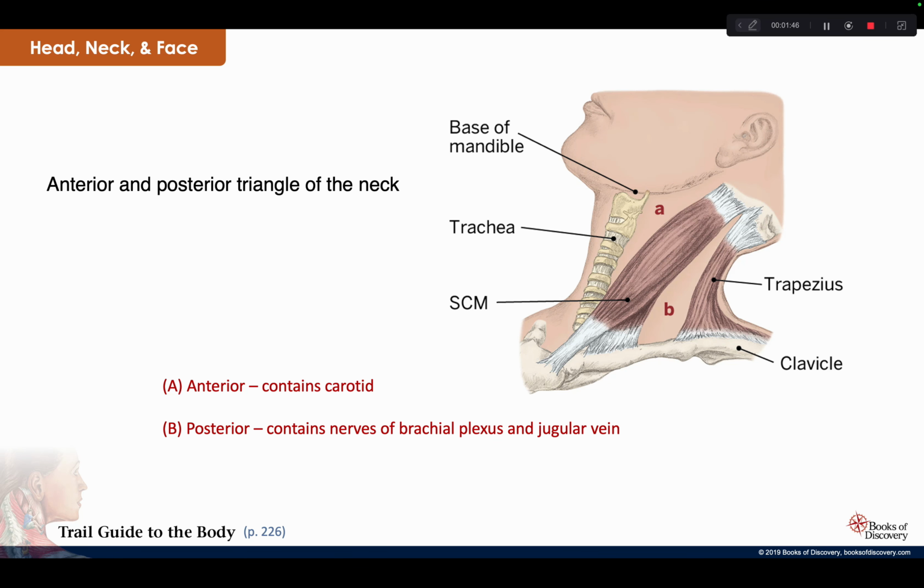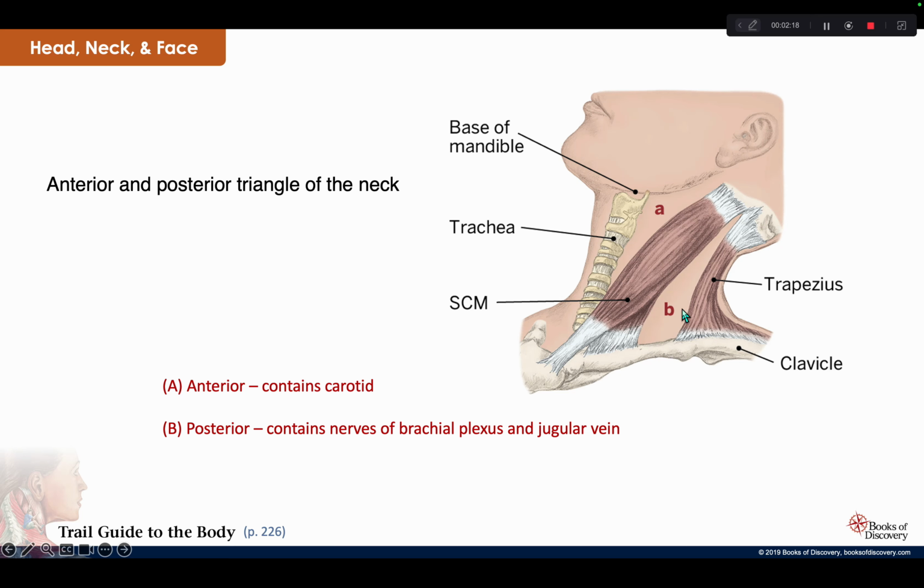All right, so here's your anterior and posterior triangles of the neck. Remember, these are endangerment points. A is the anterior triangle. The reason why we don't want to do a lot of pressure between the SCM muscle and the actual trachea is that in this soft tissue here, your carotid artery is, right?